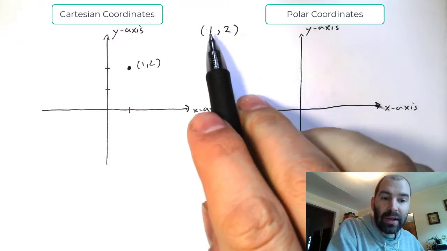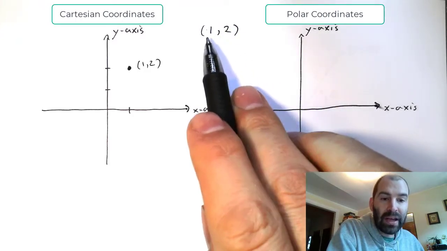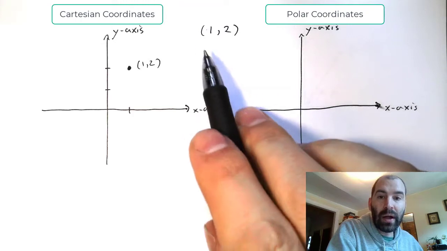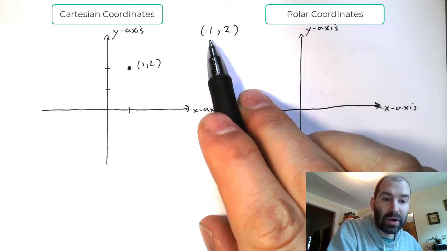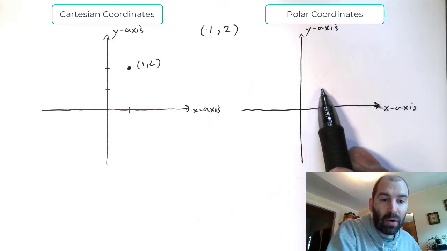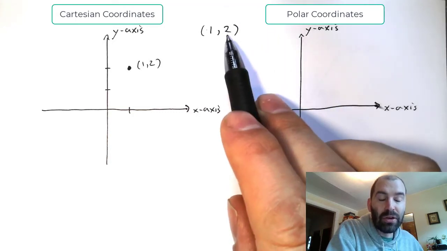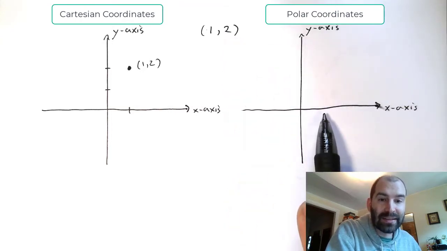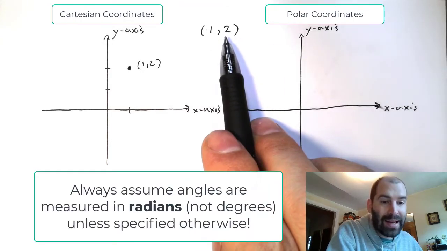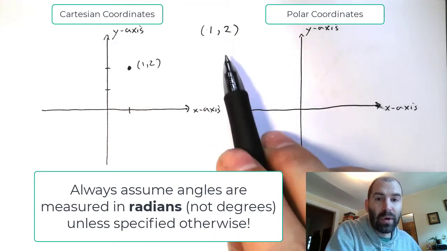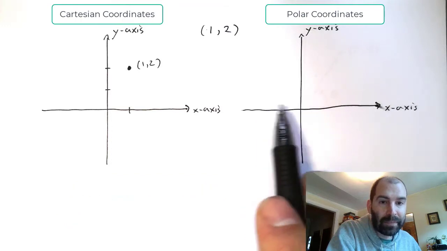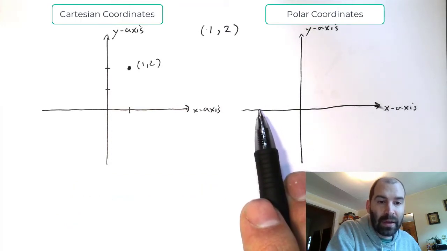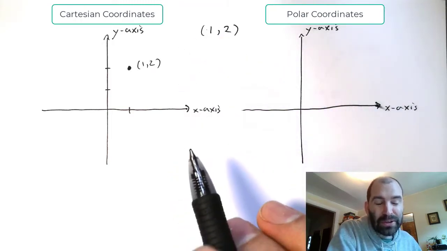Now, what if I was working in polar coordinates and someone gave me this point? Well, the 1 tells me that it is distance 1 from the origin. So I know I'm going to be exactly 1 unit away from the center. The 2 is the angle measured from the x-axis. We always assume that angle is measured in radians unless specified otherwise. Now, what is 2 radians? Well, we know that pi radians gets me halfway around, so it gets me to the negative x-axis. And pi is about 3.14. Well, 2 is about 2/3 of that.